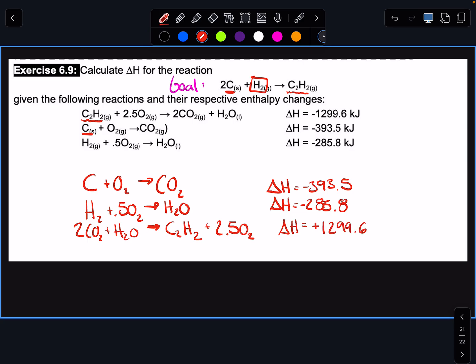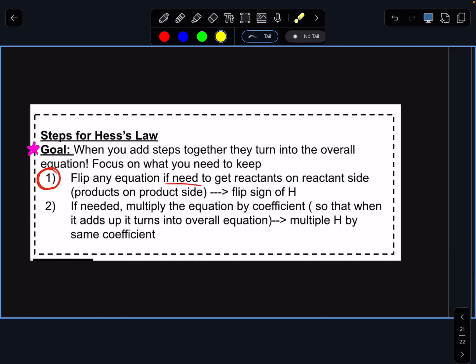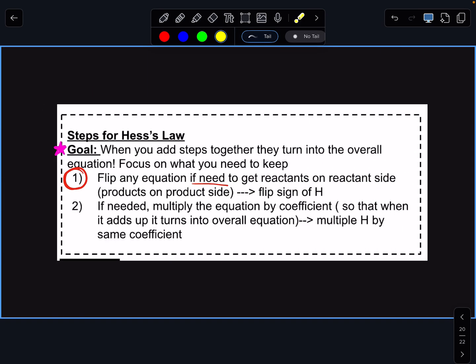1299.6. Okay, step 1 is done, because I put the 3 things I needed. I needed carbon, I needed hydrogen, and I needed C2H2 on the other side. Okay, going back over here. Whoa, too far. Step 2 is, if needed, check to see if you need to multiply one of the equations so it matches the goal.